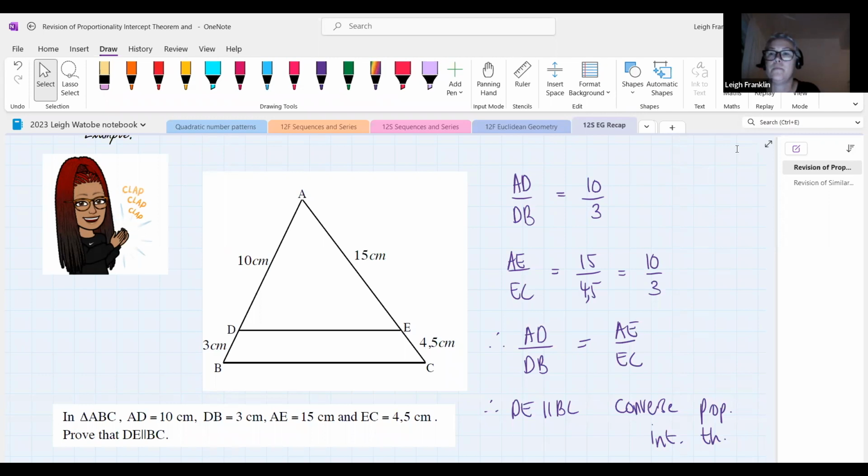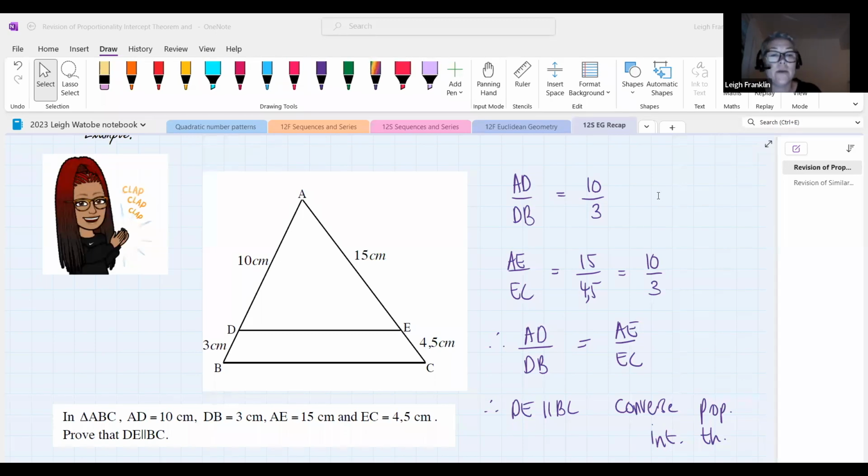Ma'am, I think everything. Okay. When you say everything, what I've done is I've just worked out the proportion of AD is to DB and the proportion of AE is to EC, it's equal to the same thing. So I'm just writing that those two proportions are equal to one another. And then I'm concluding, therefore, the lines have to be parallel. And the reason for that is converse proportionality intercept theorem.